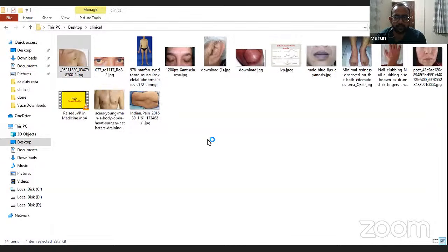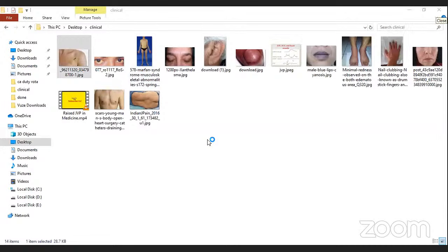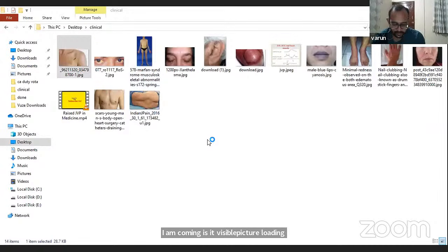Is the picture visible? Yeah, it's loading, it will come. Can anybody tell what this is? It is less common for undergraduates, but still, you can find it sometimes. What is this scar?